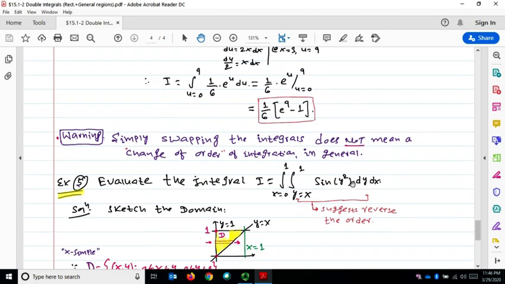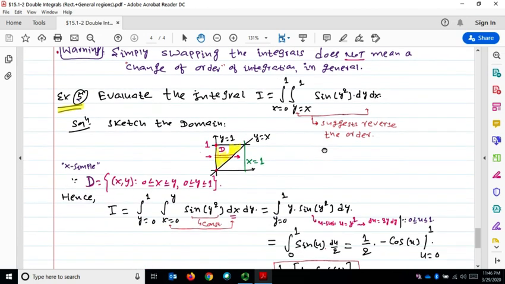So that is a quick note. Simply swapping the integrals does not mean a change of order of integration in general. I think I already talked about this information before. So now let's do example 5.